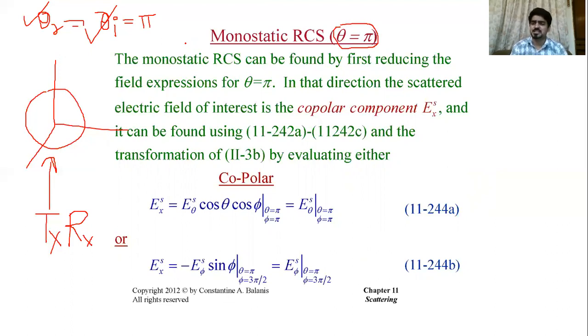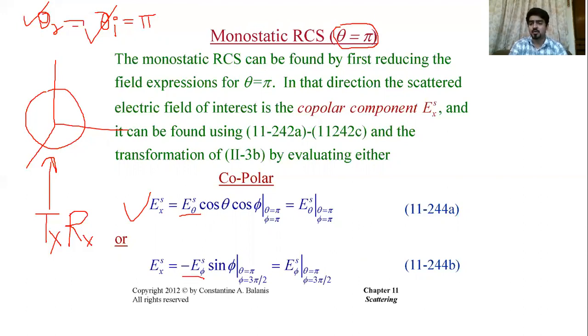Let's say you are interested in a copolarized RCS, we only want the copolar RCS. For the copolar component, basically we are interested in the X component, because our incident waves were directed in the X direction. So for that copole component, we can find that Ex from E theta or E phi.